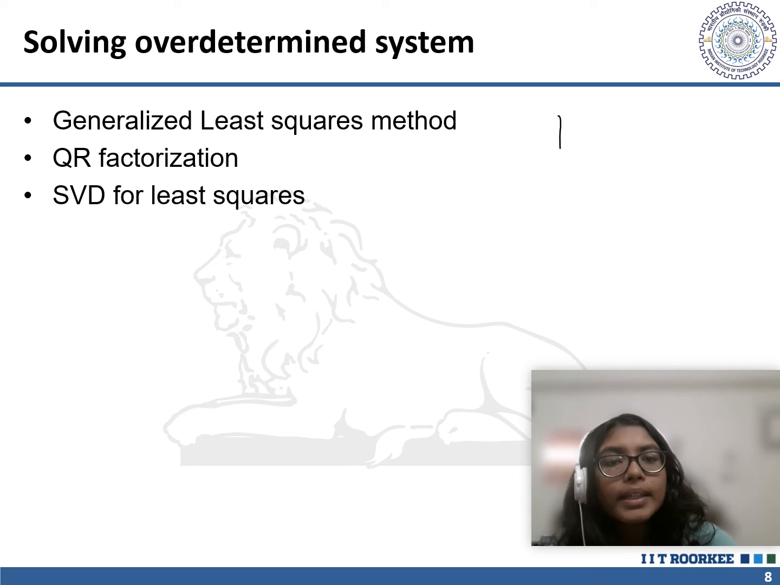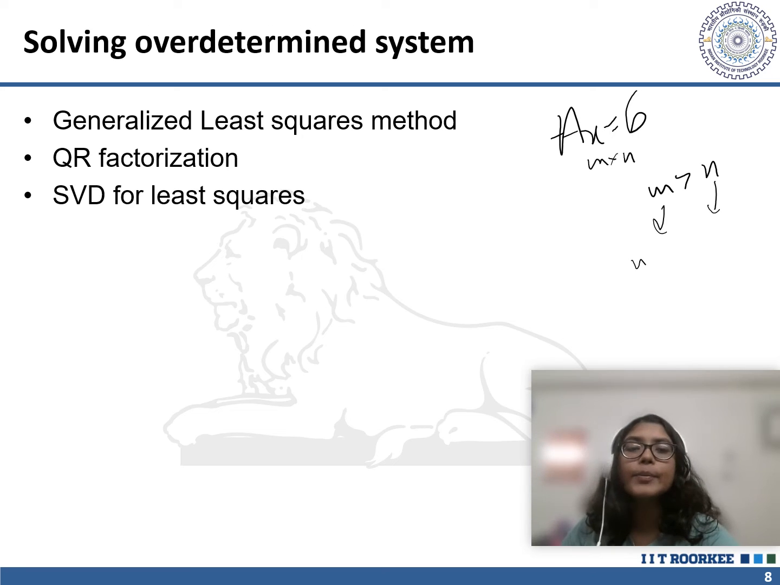Consider a system Ax = B, where A is of order m x n, where m is greater than n. m represents the number of equations and n represents the number of unknowns we have. Generally, if we have the same number of unknowns as equations, then you can solve it. But what if there are more equations? As the name suggests, the system is overdetermined.